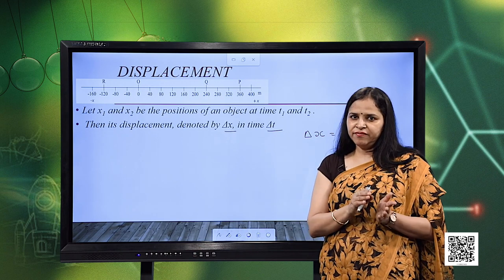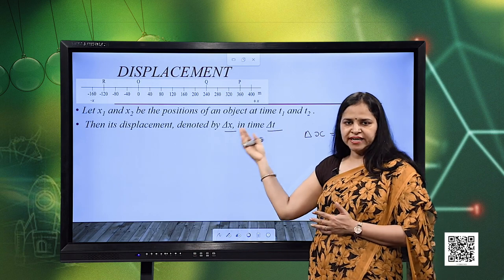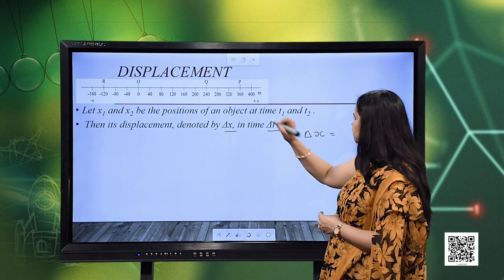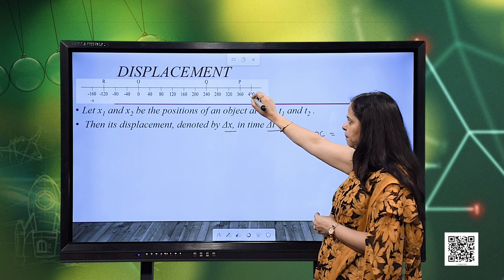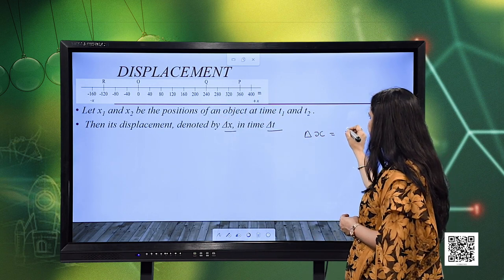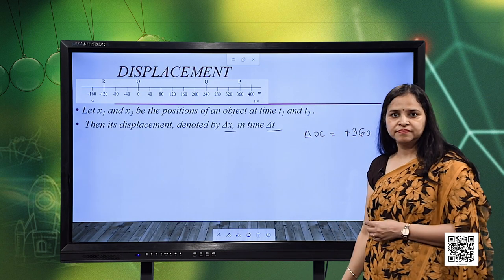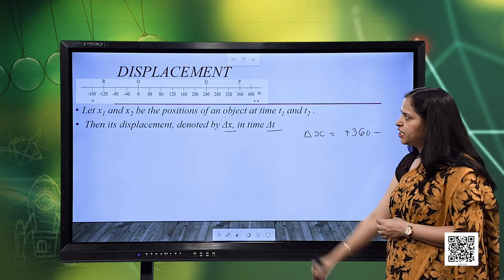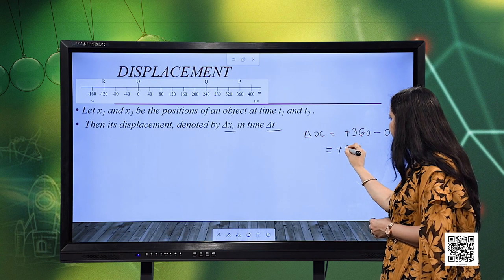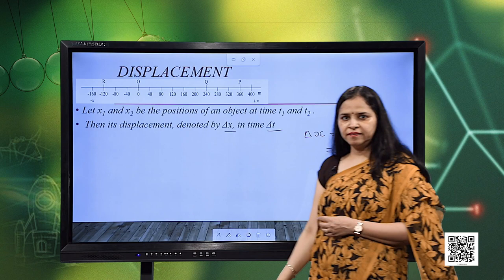But here, when we talk about motion in a straight line, we can just consider it in terms of the sign, plus and minus. So here delta x between point P and point O will be: the final position is plus 360, I will consider it along with the sign, minus the initial position, which is 0. So what is the displacement? Displacement is plus 360 meters, right?